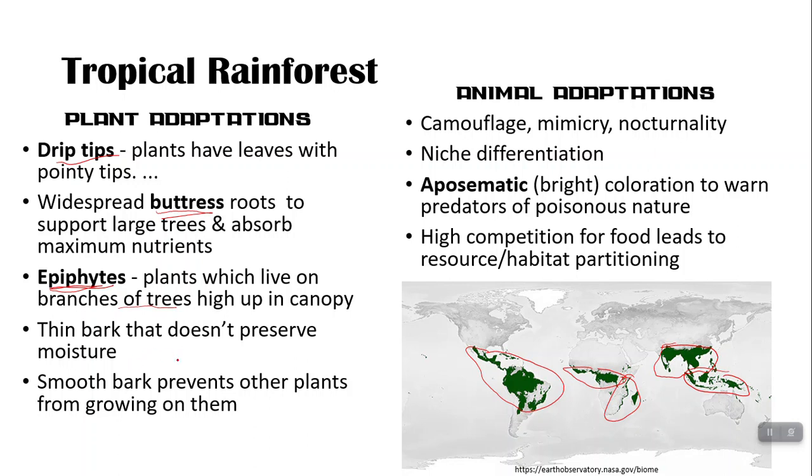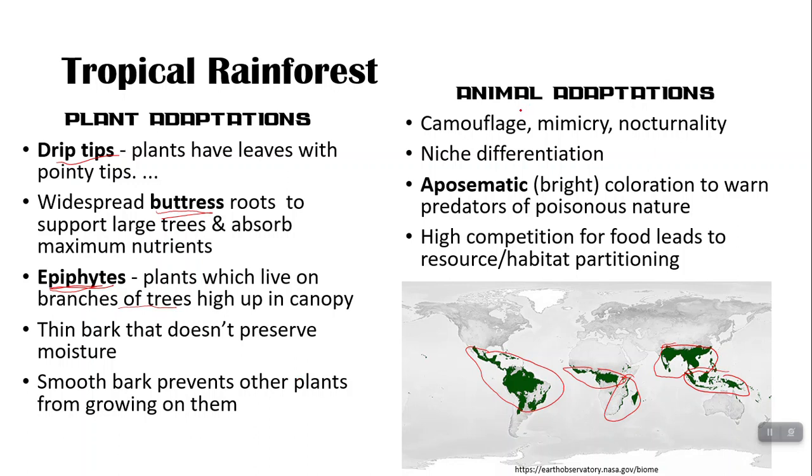These trees will tend to have thin bark that's not good at preserving moisture because they don't need to. It's a waste of their energy. And their bark tends to be smoother to prevent other plants from climbing on them. Because while epiphytes don't damage the trees that they grow on, there are other plants that can grow around other trees and then basically strangle them out.